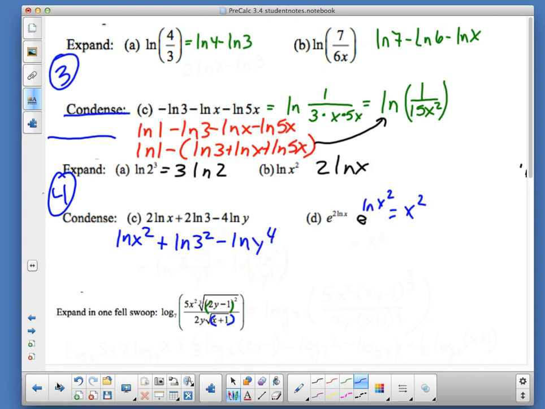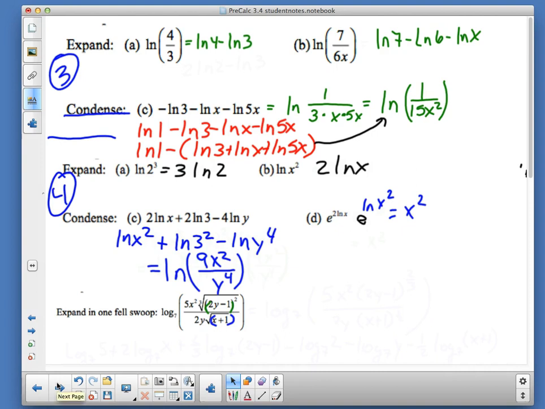You okay with what I'm doing with my powers? X squared, 3 squared. I could talk about that being 9, by the way. So my next step might be and will be natural log of 9x squared over y to the 4th. Doing okay there?